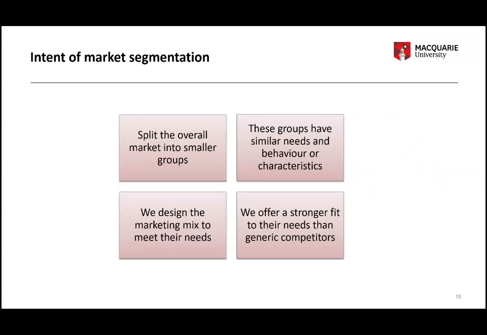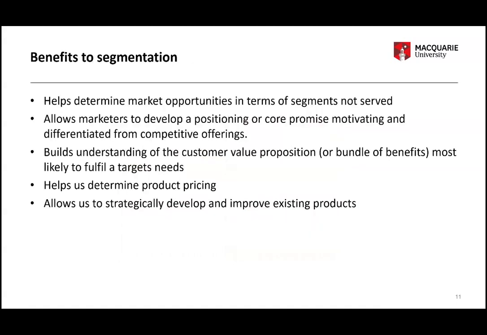So the intent of market segmentation is to split the overall market into smaller consumer groups. These groups should have similar needs and behavior, or characteristics that are the same. We need to design the marketing mix to meet those needs so that there is a strategic alignment between the segment we've identified and the product offering that we are making to them. And we need to offer a stronger fit to those specific needs than what the competitors do in order to have our message heard. There are, of course, a number of benefits to segmentation.